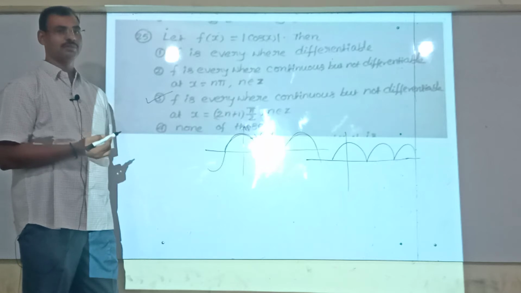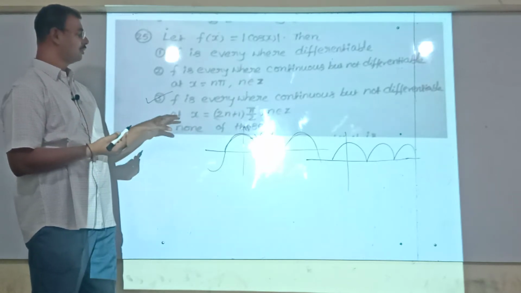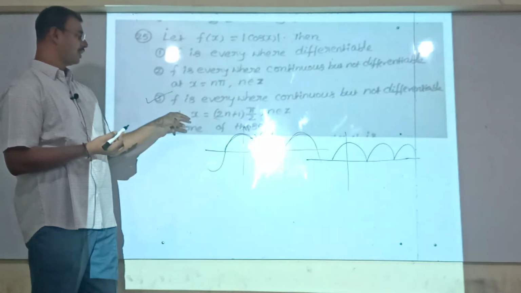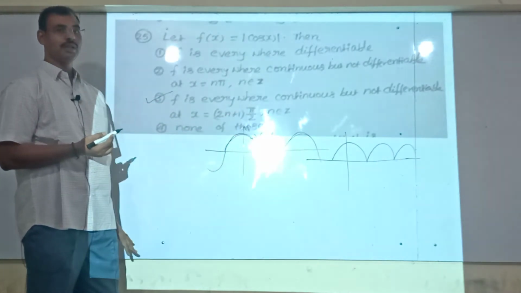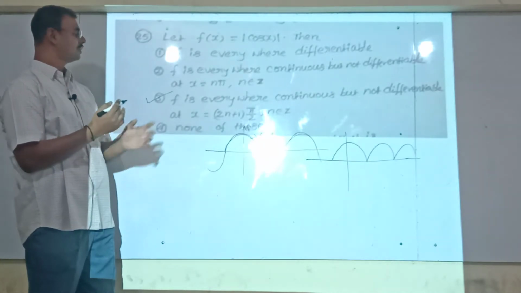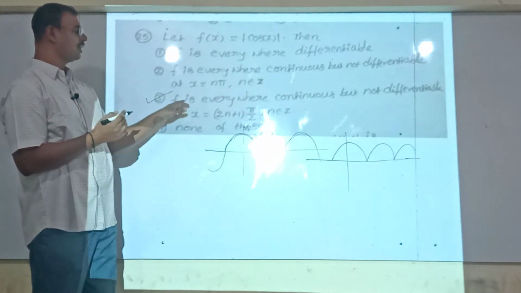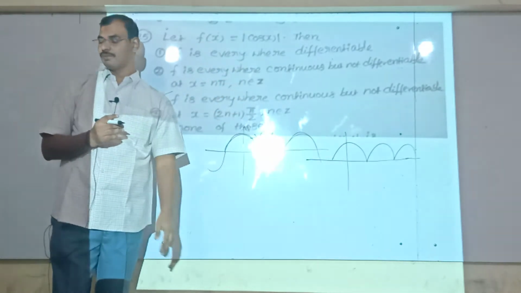Cos 90 is 0, cos 270 is 0, like this. It is not differentiable at multiples of pi by 2. But every differentiable function is always continuous. Every continuous function may or may not be differentiable. So it is continuous but not differentiable.